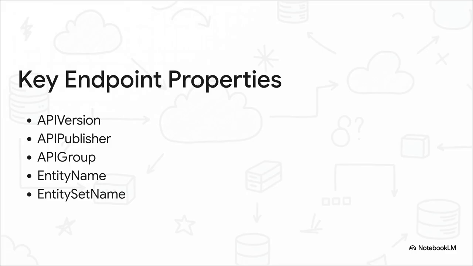Now, that unique address or URL is super important. How does it get built? It's constructed from these properties right here. You give it a version, a publisher, a group, and together they create this clean, organized URL that other applications are going to use to find and talk to your specific set of data. It's like giving your data a proper street address.